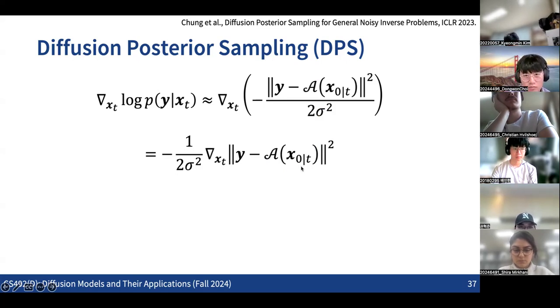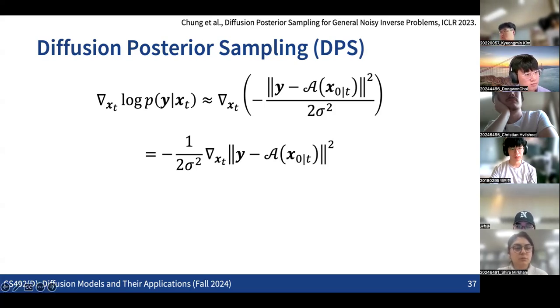So we are measuring the L2 difference between the real measurement y and the y obtained from the prediction of x0, and then taking the gradient with respect to xt with some scaling term here. So this will be some kind of offset from the score that we are going to add into our noise prediction. Okay.